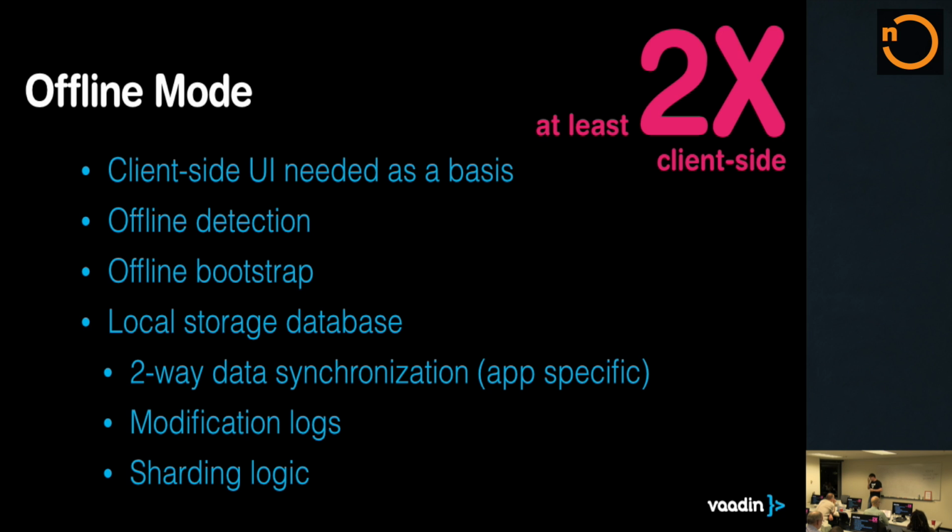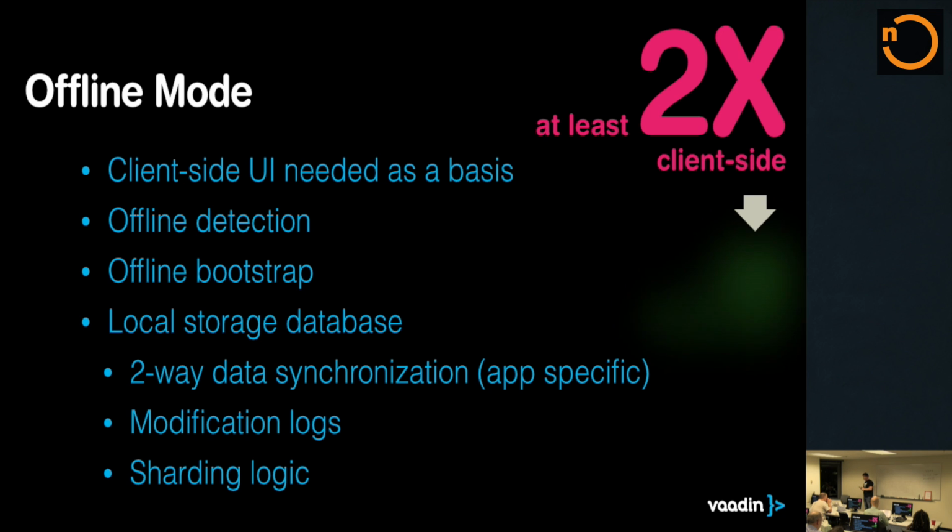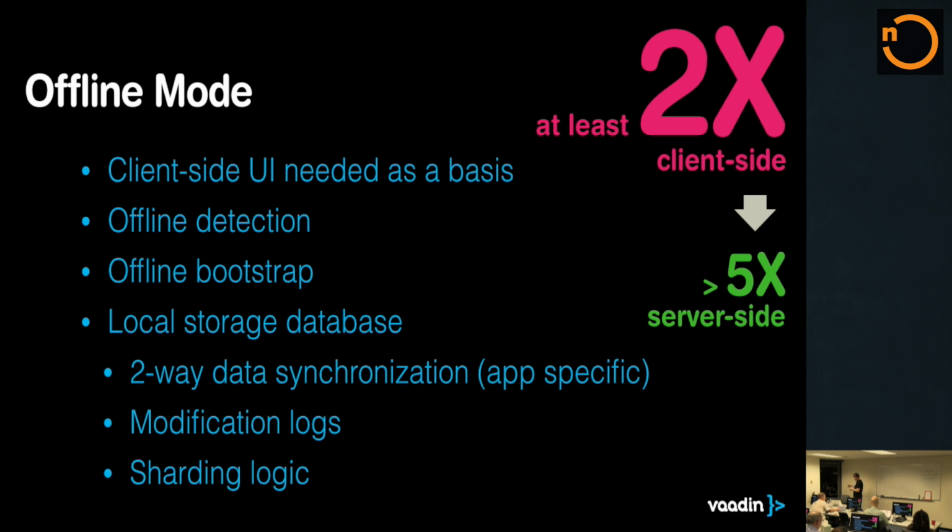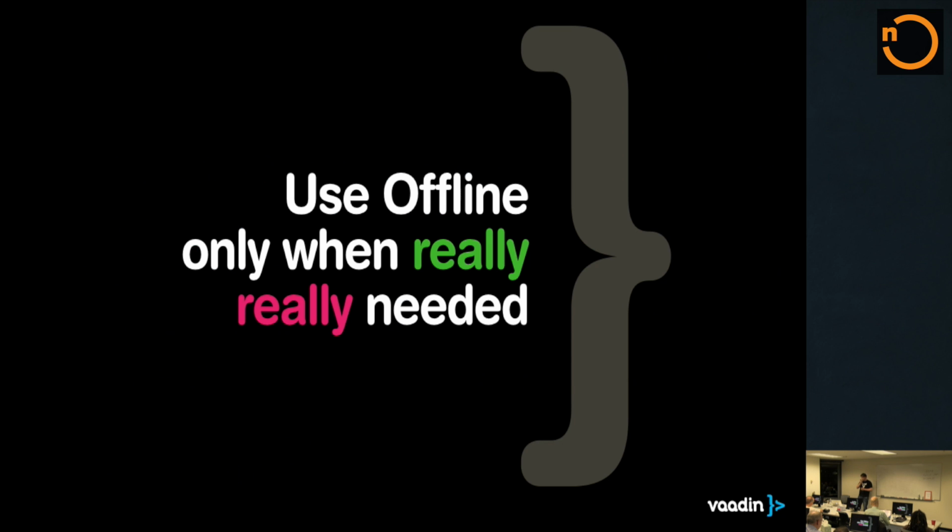So if we would believe that the offline mode would be twice the complexity of the client side view, and we know or have measured in this case that the client side would be 3 times the complexity of the server side view, that would lead to the offline view being at least 5 or 6 times the complexity of the server-side view. And that is basically the key.